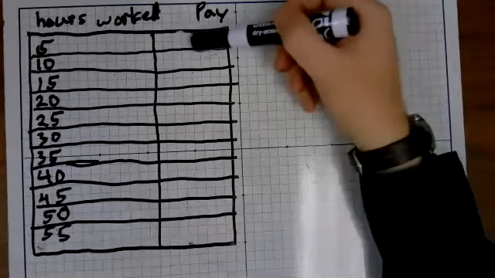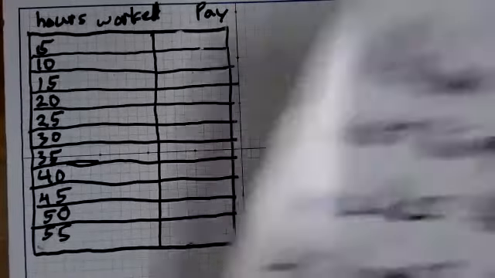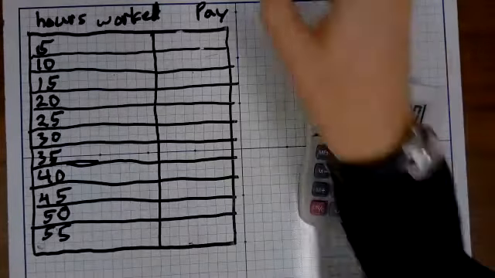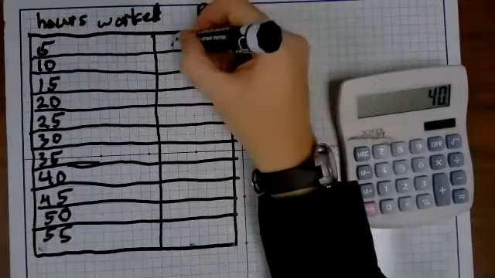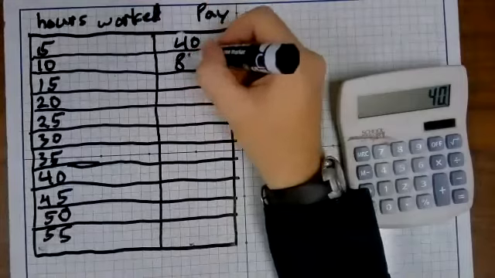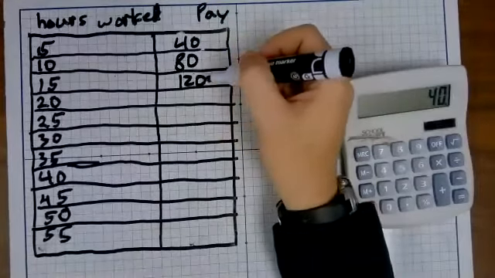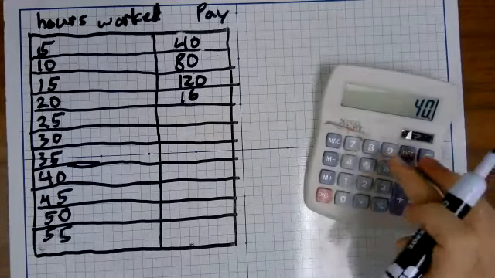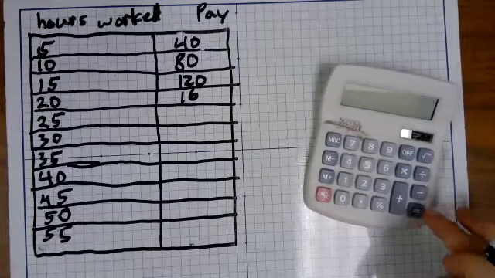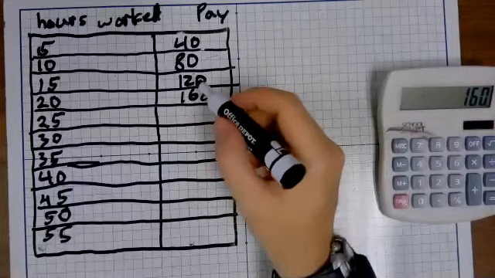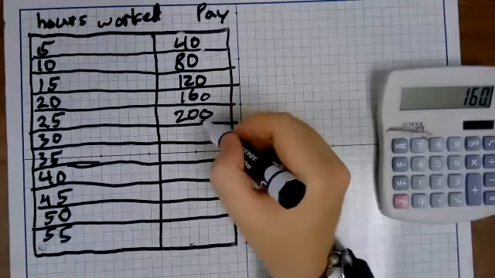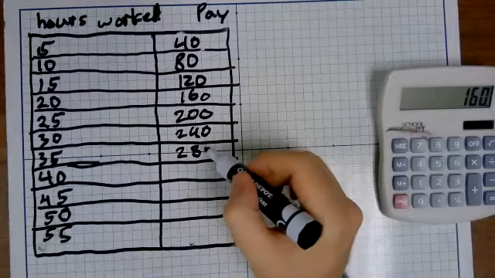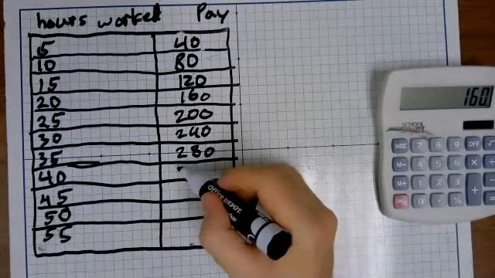Okay, so after 5 hours of work, well, she's paid $8 an hour. 5 times 8 is 40. So after 5 hours of work, she makes $40. After 10 hours of work, that's going to be $80. And then 120. And 160, right? 8 times 20 is 160. Yeah, okay. $200, $240, $280, $320.